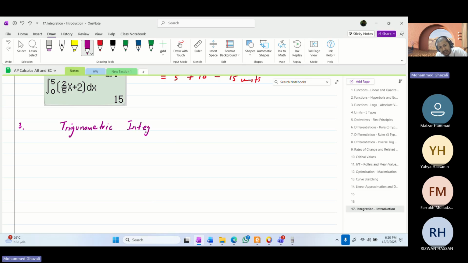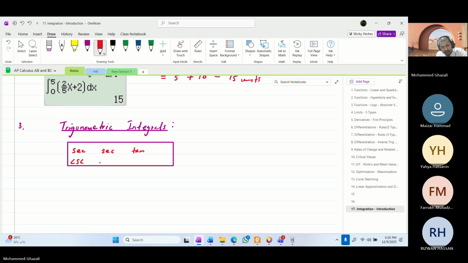Just the basic ones, okay? So what's trigonometric integrals? You need to just remember the simple table that I taught you. Sec, sec tan. Remember that one for derivatives?